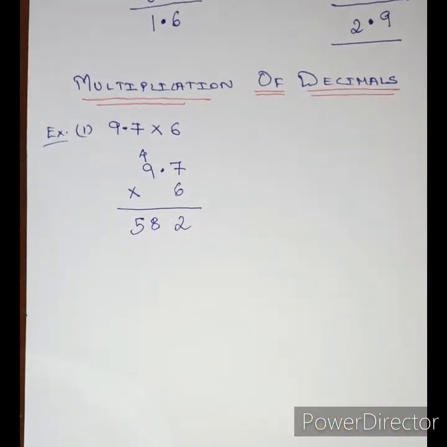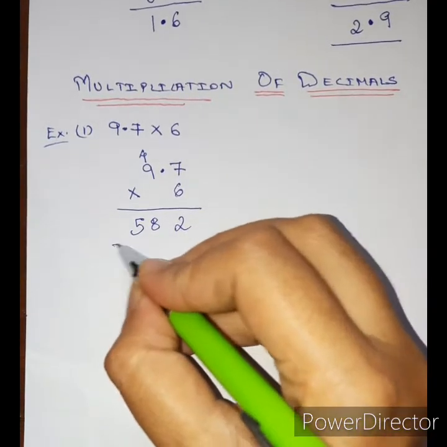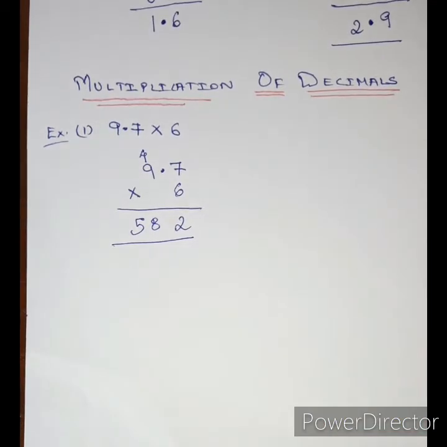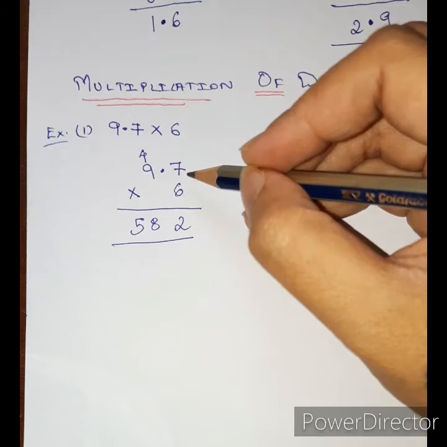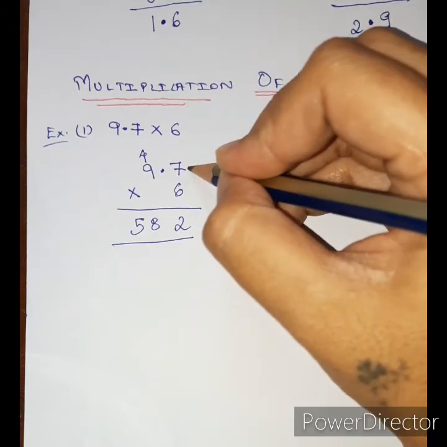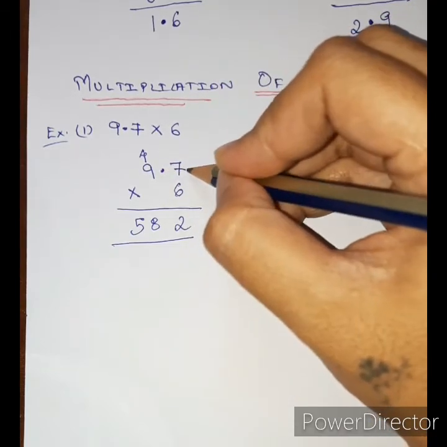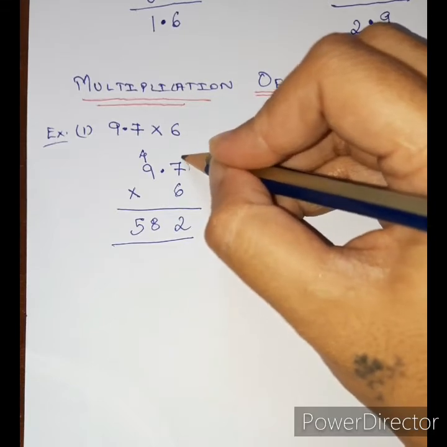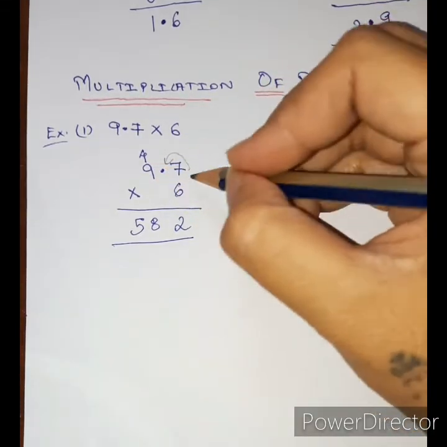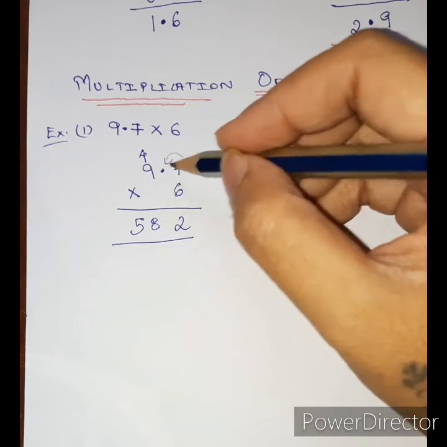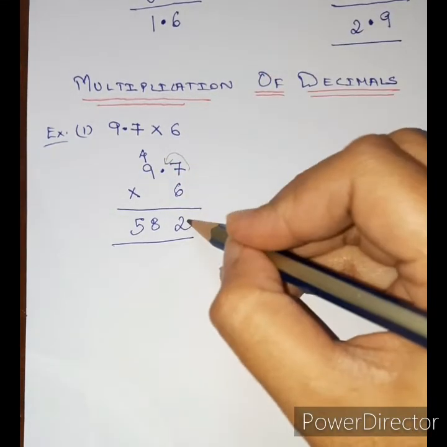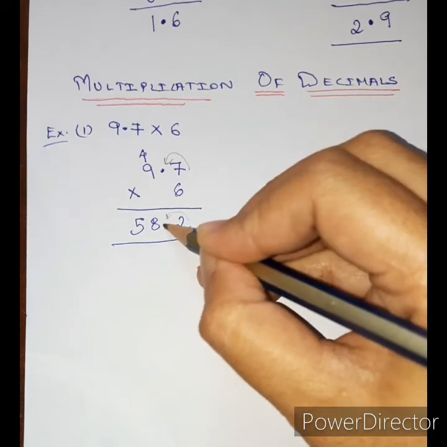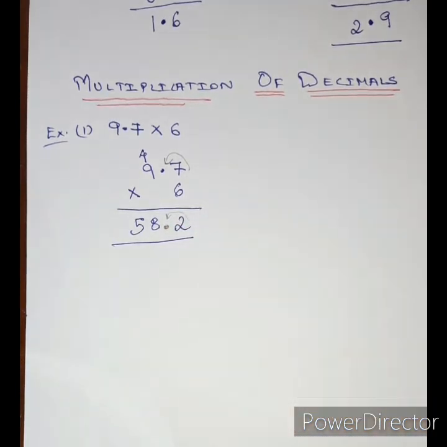Now is the time to put the decimal point. How you are going to put it: look at the first number, it has a decimal point, so we have to see how many places it is moving. The point is moving just one place in 9.7, so here also you have to give one place. So the answer is 58.2.